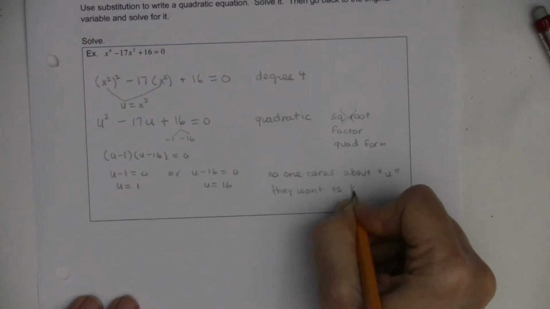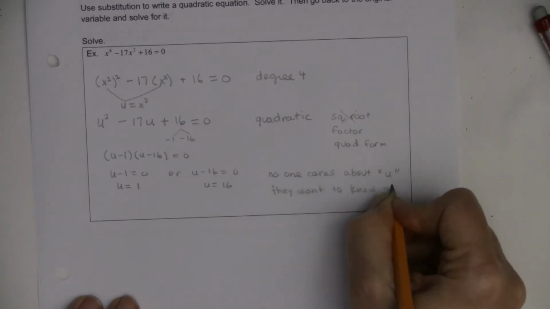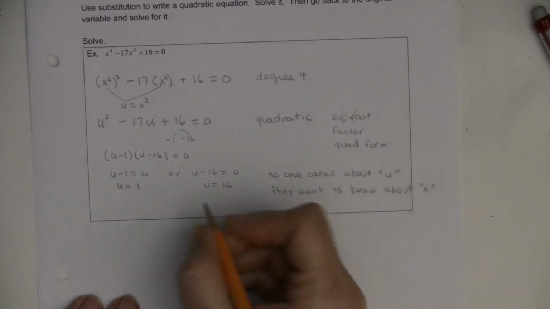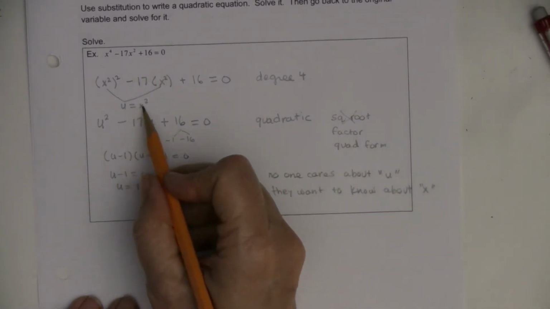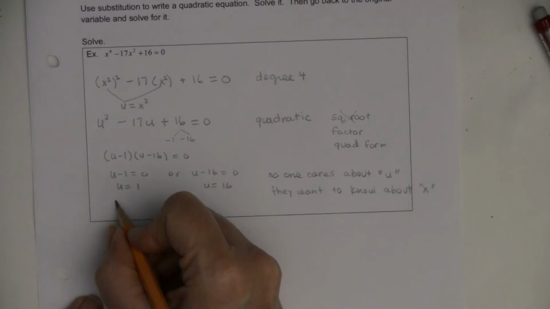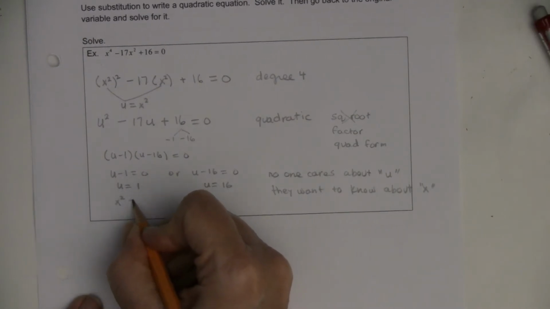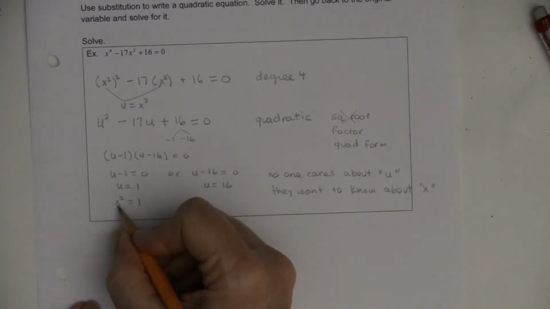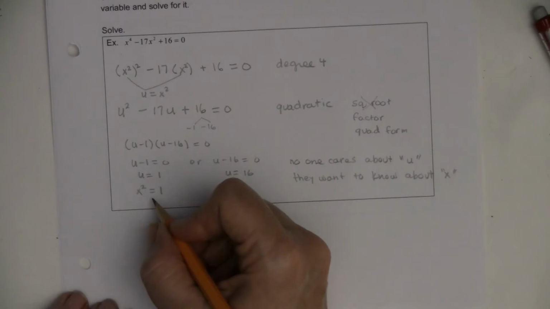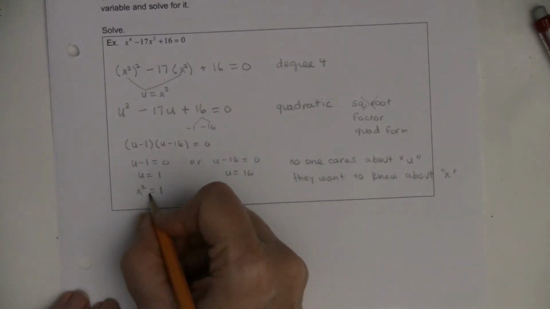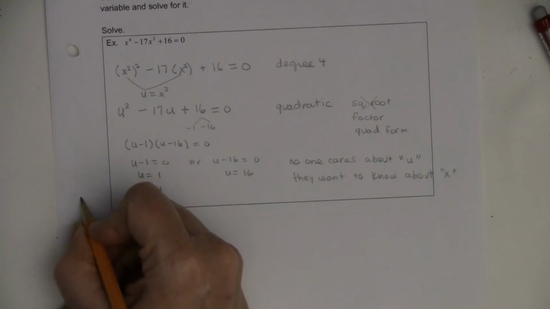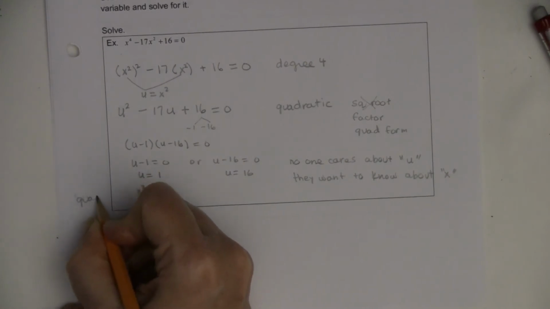Not your x. They want to know about x, right? And so what we remember is that u was the same as x squared. So this is x squared equals 1. And so I'm replacing u with x squared. And then now this is another quadratic to solve, right? So as I substitute back in, I'm getting another quadratic.